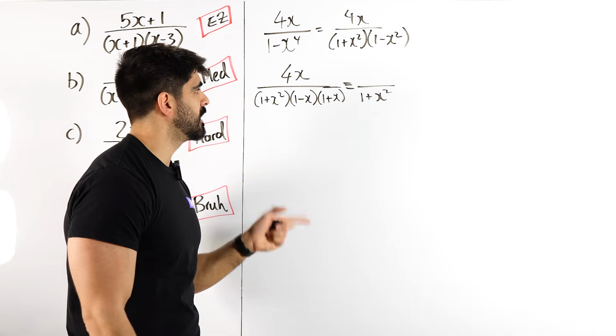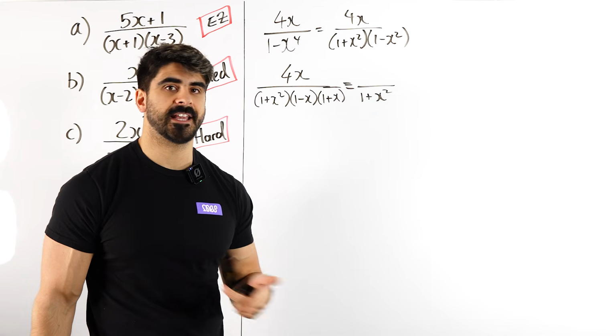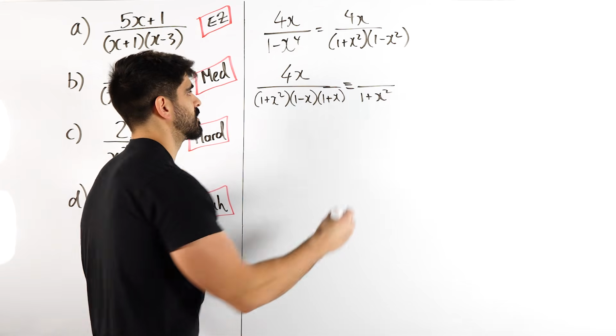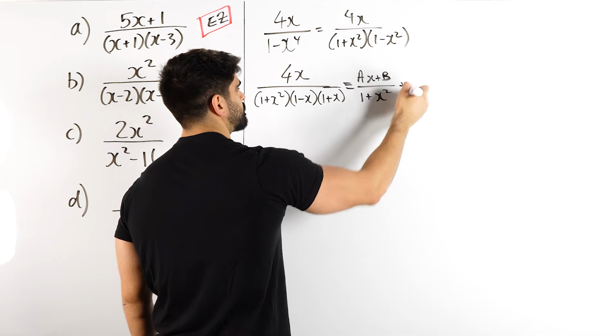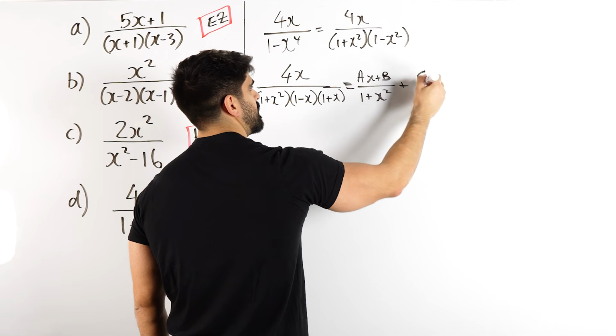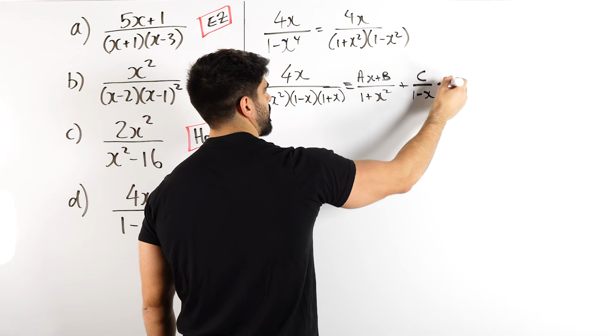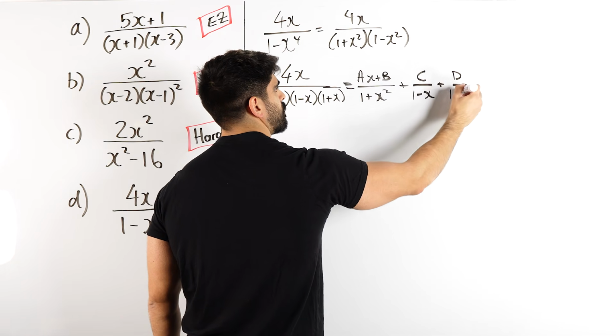But when it comes to linear, it's not just ax. There could be a constant term as well. Ax plus b. This is nice and simple. C over 1 minus x. And the other one, d over 1 plus x.